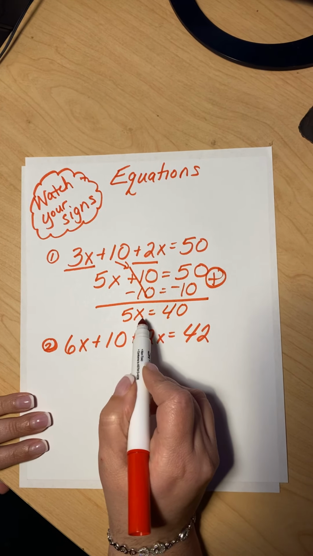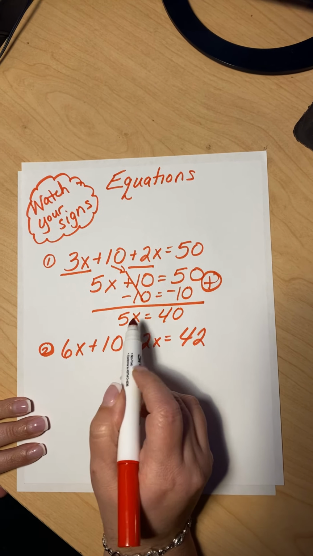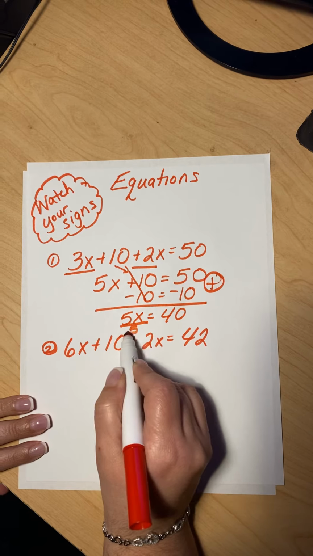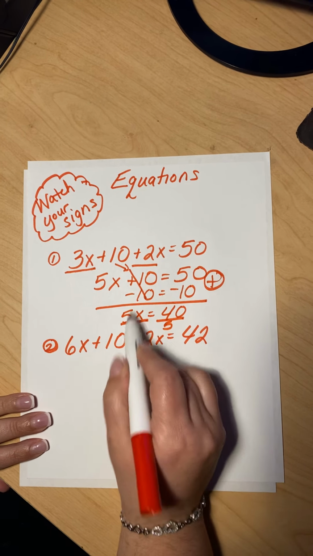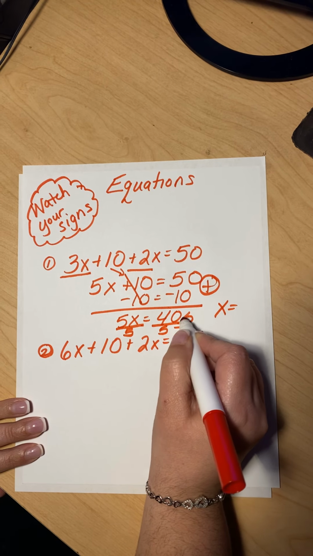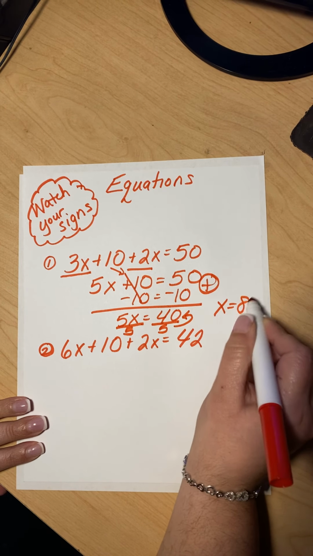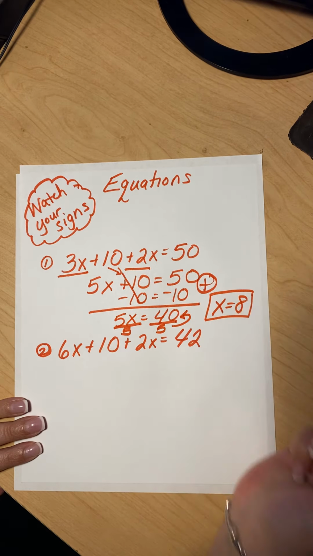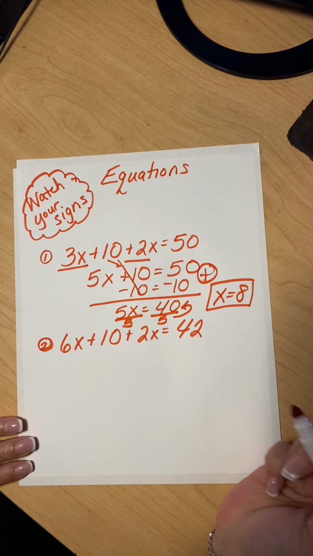My x still isn't by itself, so I have to get rid of this 5. I'm going to divide both sides by 5. 5 goes into 5 once. That leaves me x. 5 goes into 40 8 times. X equals 8 is my solution.